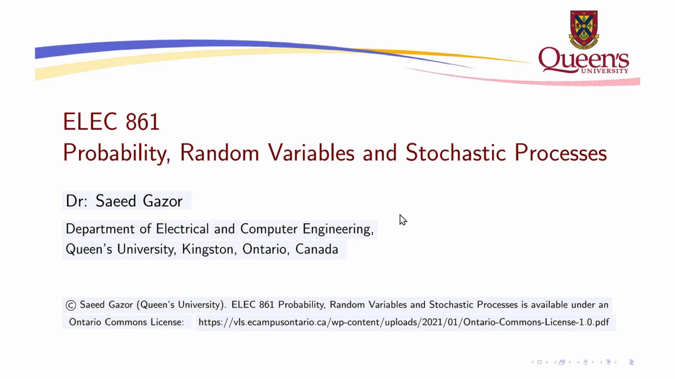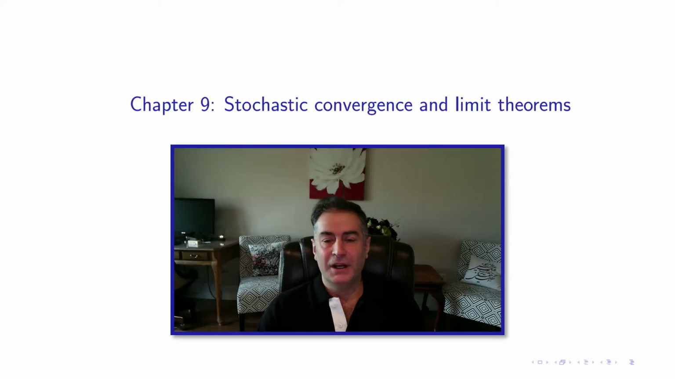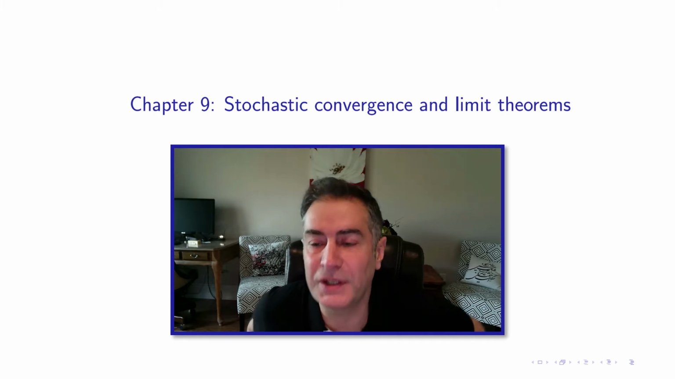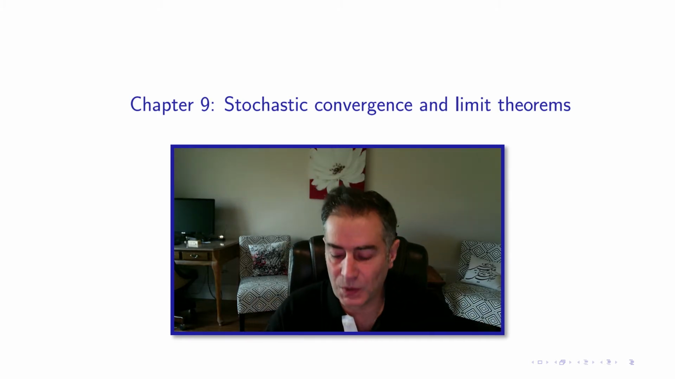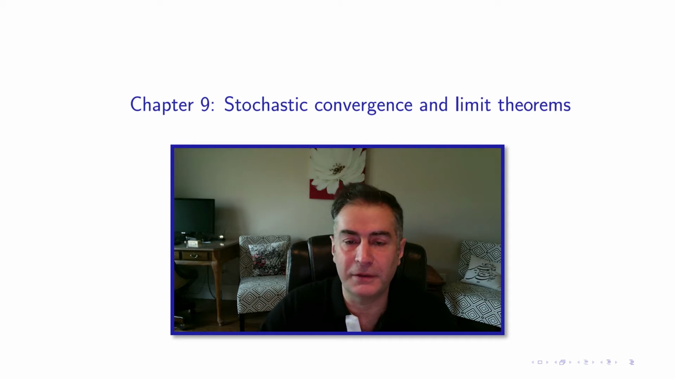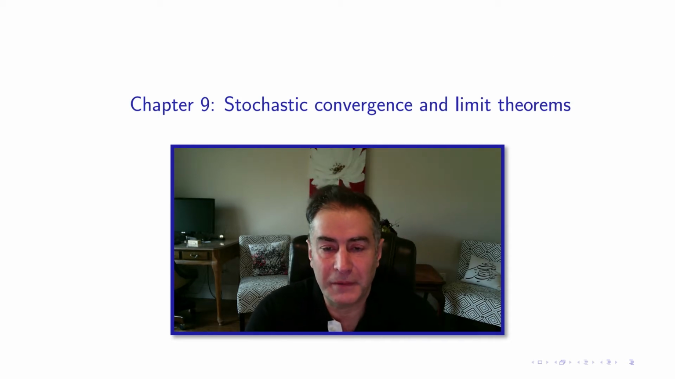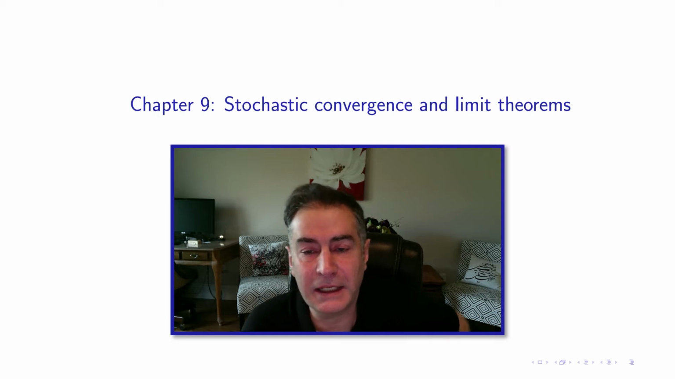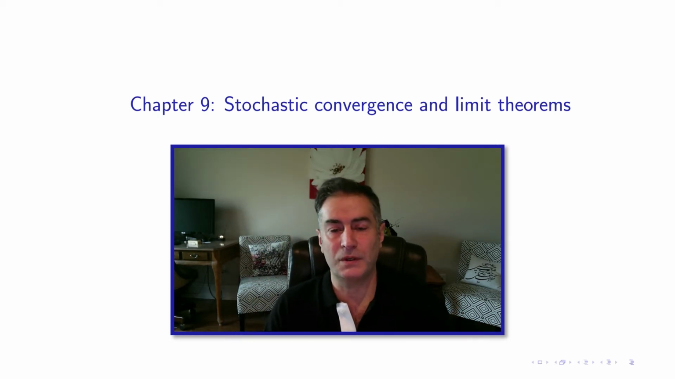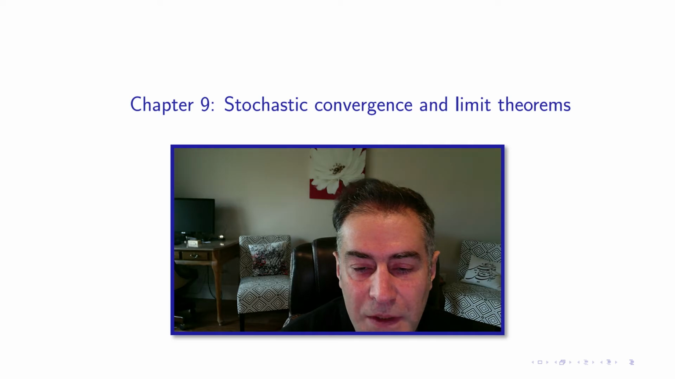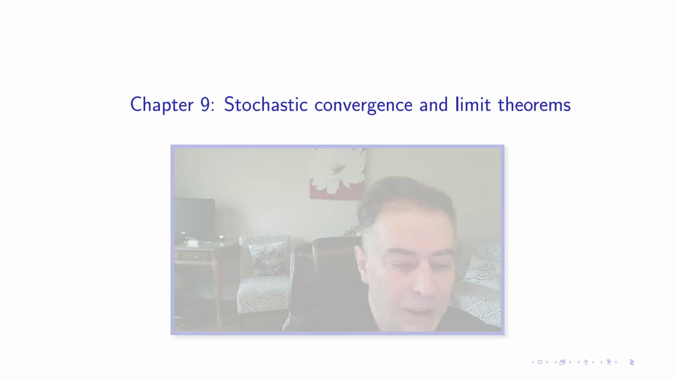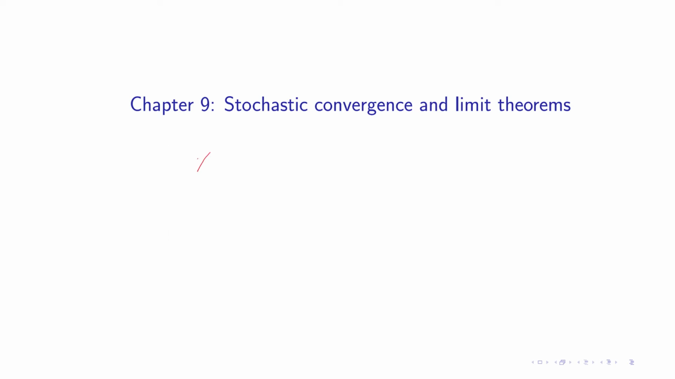Hello again. We are starting a new chapter on stochastic convergence and limit theorems. So far we have learned about random variables, a pair of random variables, a vector of random variables, and then we extended these to a sequence of random variables. So we could work with a sequence of random variables, let's say x1, x2, xn, and etc.